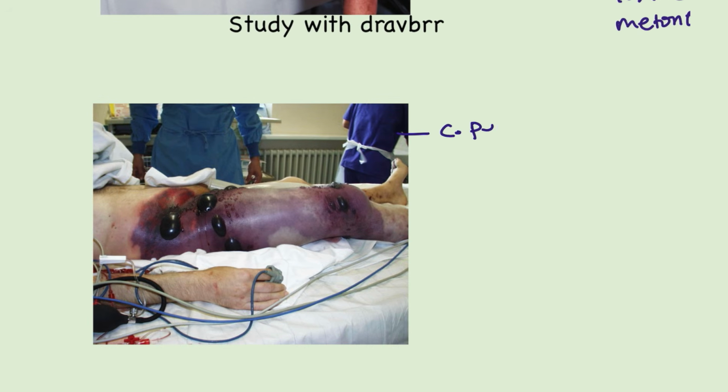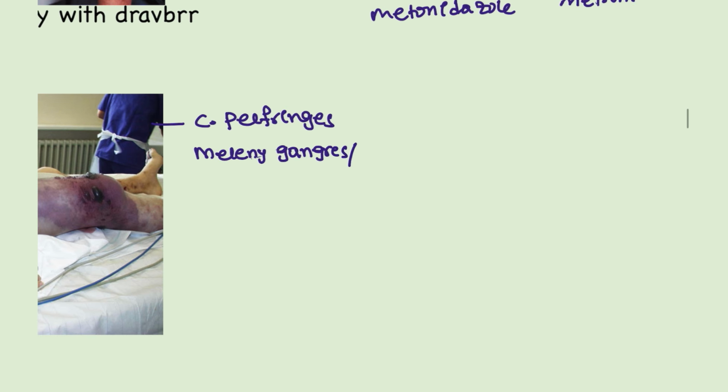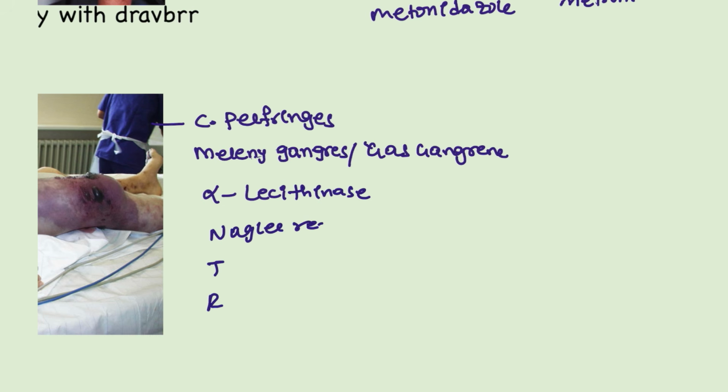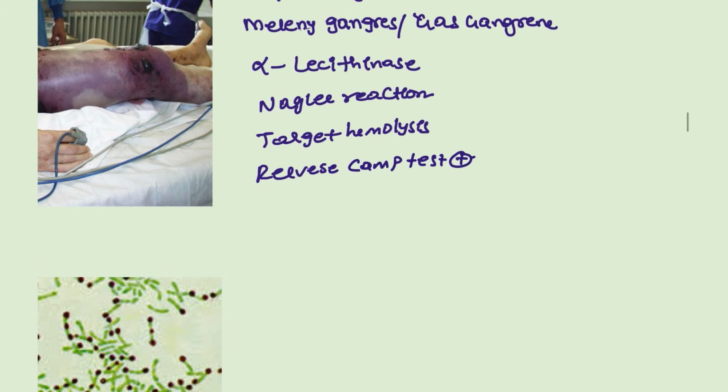Next, this is Clostridium perfringens. It can cause myonecrosis, or gas gangrene. It contains a specialized toxin that is known as alpha-lecithinase. And remember the mnemonic NTR: the Nagler reaction is positive, target hemolysis, and also reverse CAMP test. Even in the putrefaction of a dead body, the organism that will be positive is Clostridium perfringens.